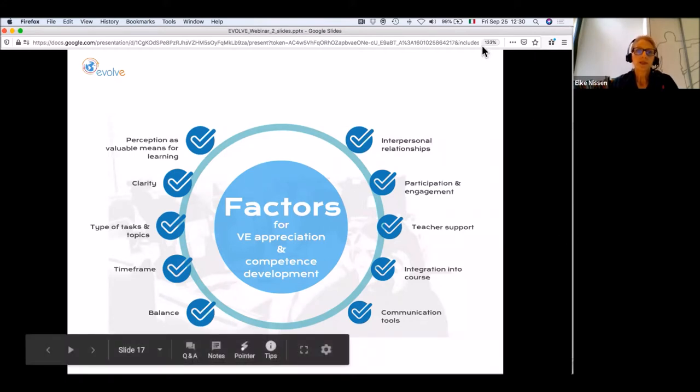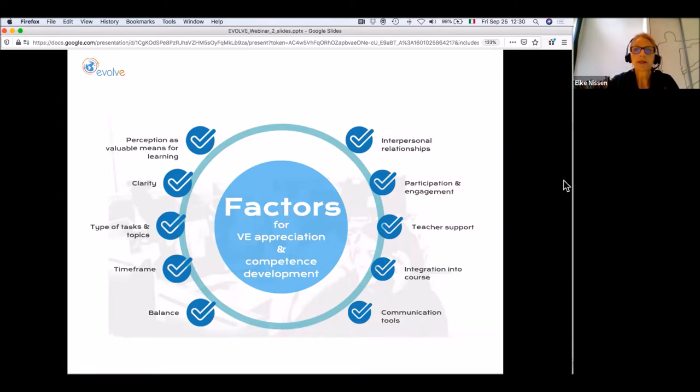The main factors for VE appreciation and learning outcomes we found are students' perception of the VE as a valuable means for learning, especially for learning outcomes he or she considers useful for the future, such as collaborative skills, L2 skills, teaching skills for pre-service teachers. Clear VE and task design and instruction, and good VE organization. The topics and task types used. An adequate time frame for task completion. A necessary balance between task orientation and informal interaction with peers.